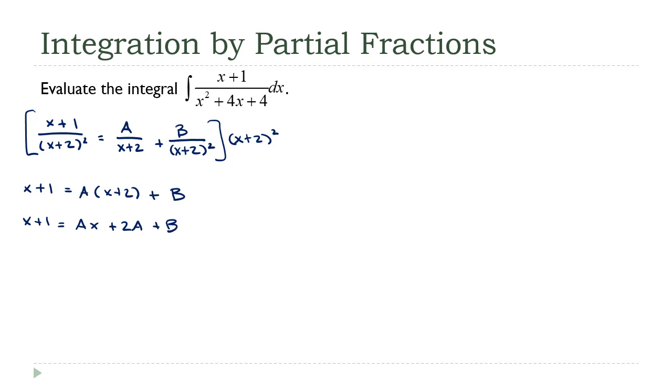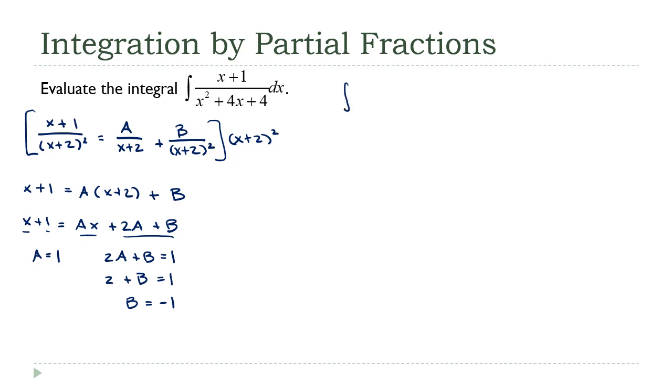And it goes pretty quickly from here. We compare the x terms, so A has to equal 1. And then we compare the constant terms: 2A plus B equals 1. And if we put 1 in here for A, 2 plus B equals 1, so B is negative 1. Okay, excellent. Now I can do the integral.